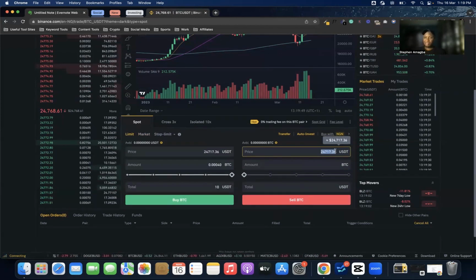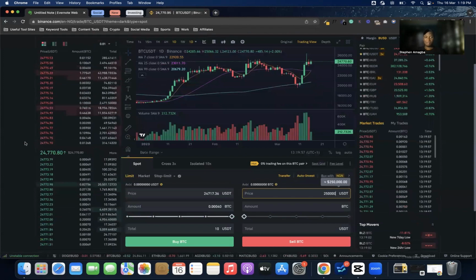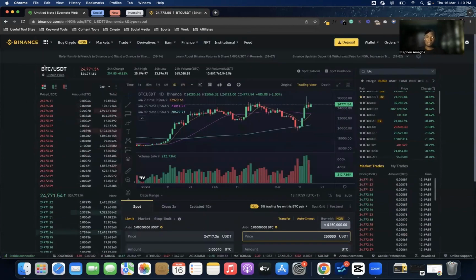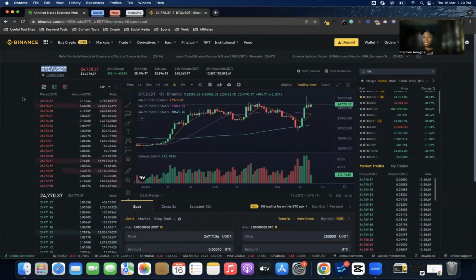So let's say the limit price you're going to put in here is maybe, let's say, 25K, and then you already have the BTC. Now, something I want to point out: this pair is BTC USDT. So what it means is that when you're on the buying side, you are buying BTC for USDT. That means you have this and you want this. But when you're selling, that means you have BTC and you are selling for USDT. That means you are selling the first one for the second one.